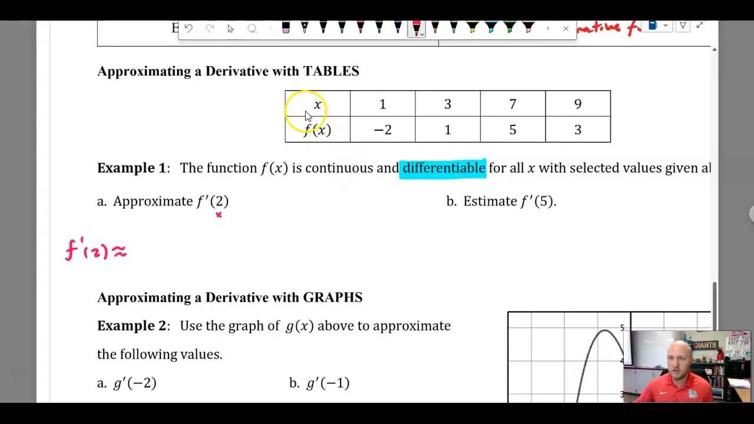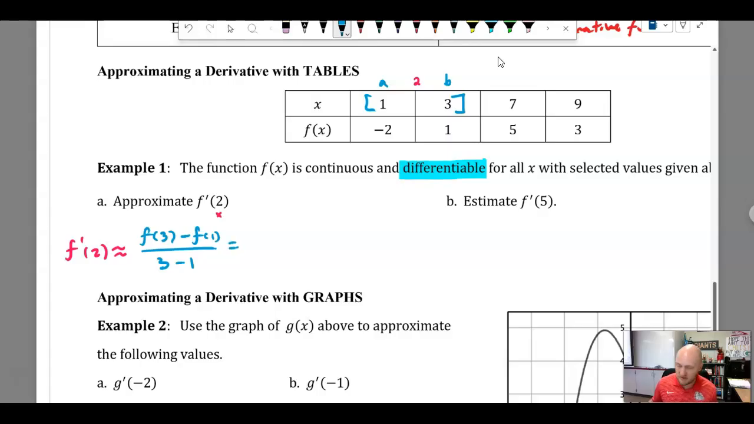Now, I want you to look at the table and notice 2 is missing, but ask yourself, where would 2 live? Well, 2 would live right between 1 and 3. So I'm going to use those x values. This is going to be my A, this is going to be my B, and I'm going to use average rate of change to approximate the derivative, the instantaneous rate of change at 2. So this is going to be f of 3 minus f of 1 over 3 minus 1.